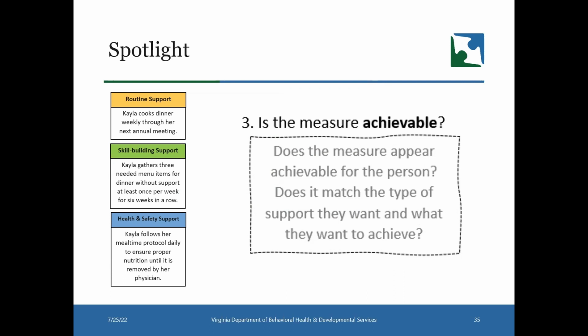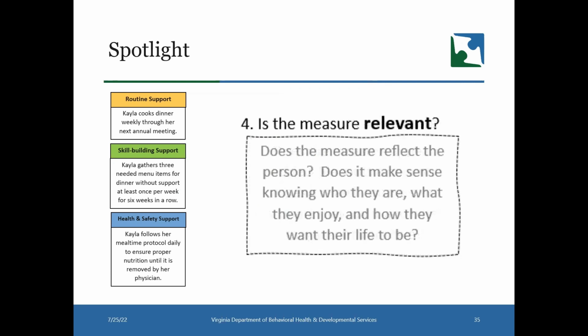And the same thing for following the protocol. Does that match the type of support the person needs in order to be healthy and safe? Is it relevant? So for each of these, does it look like the language for these makes sense for the activity of cooking dinner and makes sense in terms of whether it's a routine support, a skill building support, or a health and safety support? Does it help the person have the life they want, based on what their outcome is, right?